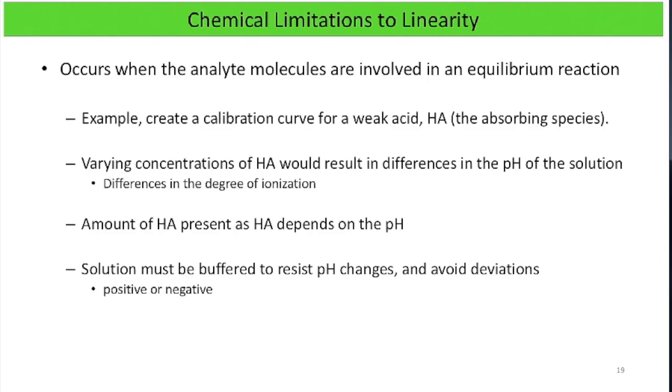amounts of that acid that has ionized. So if we have different amounts of acid ionized, we're going to have different amounts of analyte. So we're going to have to use something like a buffer to make sure that the pH remains constant. Otherwise, we're not going to get a good reading on our sample. And this can be either a positive or a negative deviation.